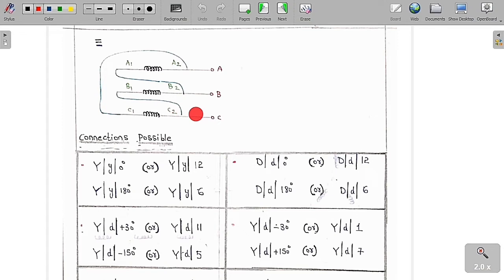Similarly, you can write another fashion also, which is A1, A2, B1, B2, C1, C2. I have already told you we are going to join A1 and B2. So A1 and B2 are joined. Similarly, B1 and C2 we join, and then C1 and A2 we join. Then the A2 and C1 common point we take outside and call A, the A1 and B2 common point we take outside and call B, and again the B1 and C2 common point we take outside and call C. So these are the three different types of connections of a delta connection.